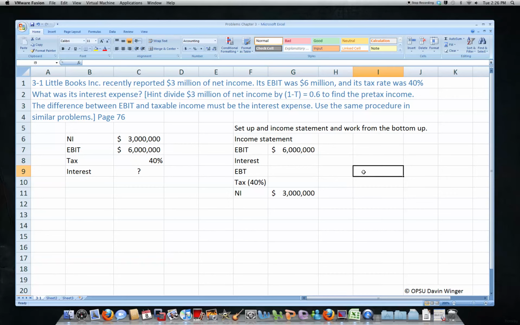So let's just come over here and do that. We say equals our net income divided by our 1 minus the tax rate, which equals 0.6, equals 5 million. So we can just put this 5 million right here.